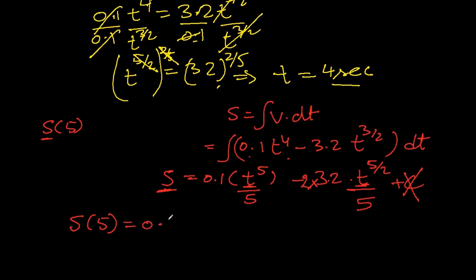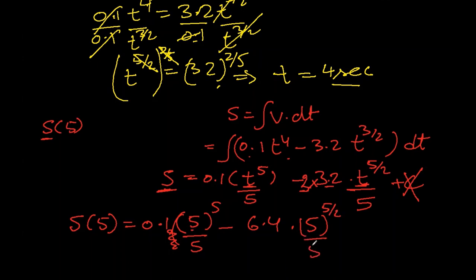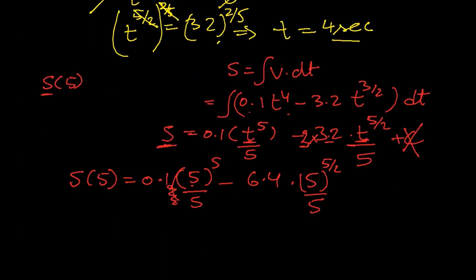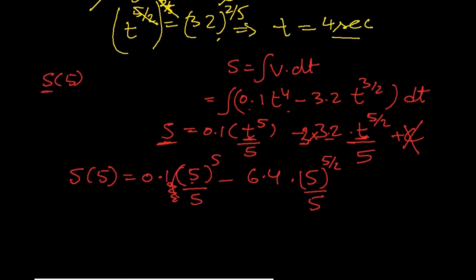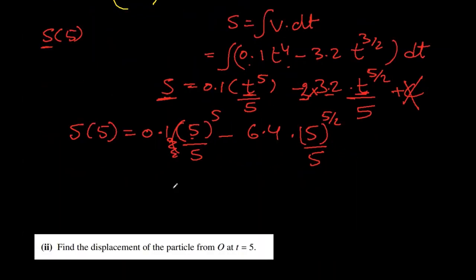So it will be 0.1 times 5 to the power 5 over 5, and we should have written it like this: minus 2 times 3.2, which is 6.4, times 5 to the power 5 over 2 over 5. That's it. Just put this in a calculator and you will get the displacement when time is 5 seconds.